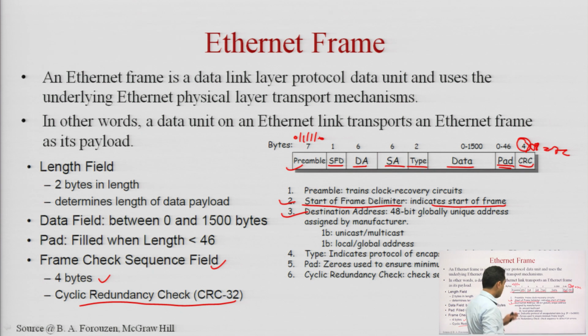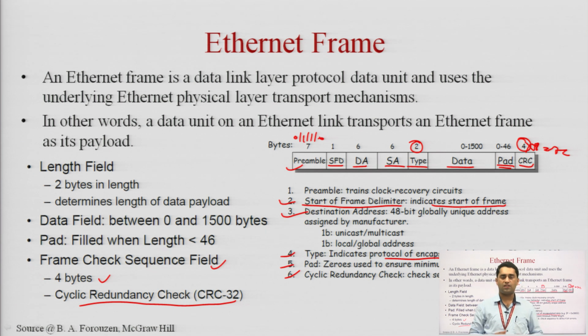Similarly, you can see the differentiation here: the pad, the cyclic redundancy, then the type, which indicates the protocol. Which protocol you are using in this. As I have said, in binary form there are various combinations. Here it is 2 bytes. So 2 bytes means how many bits? We generally represent it in hexadecimal format, or in binary it is 16 bits, where you can make such combinations to represent the number of protocols. So these are the major 7 fields inside the Ethernet frame.